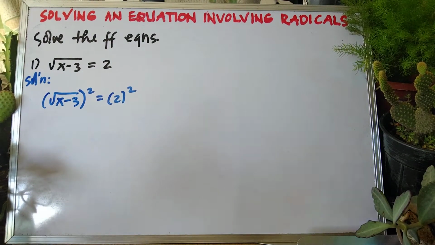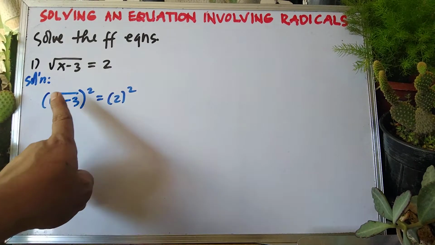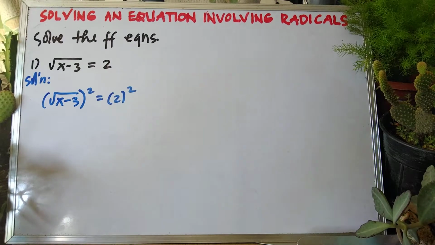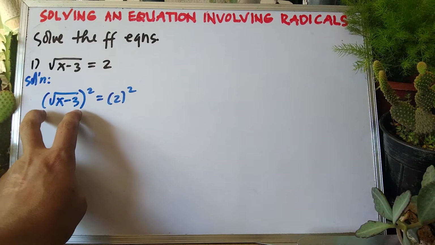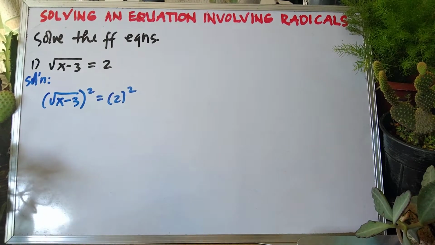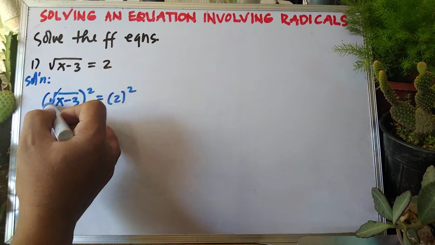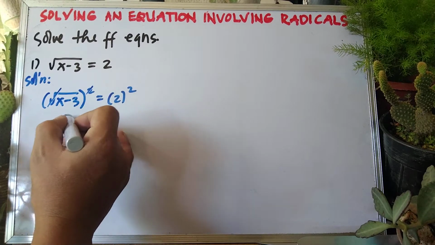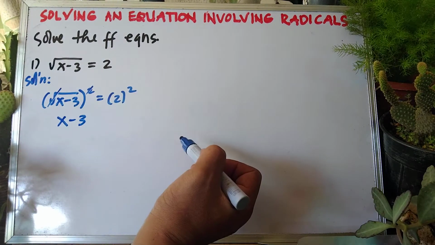Bakit nga? Kasi, square root ito. Yung index niya is 2. Okay? So, what is next? If we raise a radical which has an index of 2 to the power of 2, what will happen? Makakancel natin si radical at saka yung power. So what will be left in the left side is x minus 3.